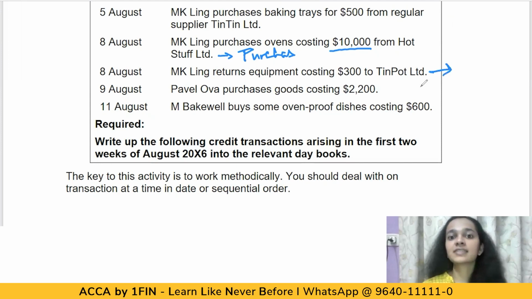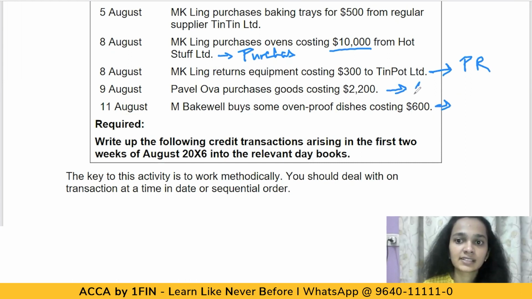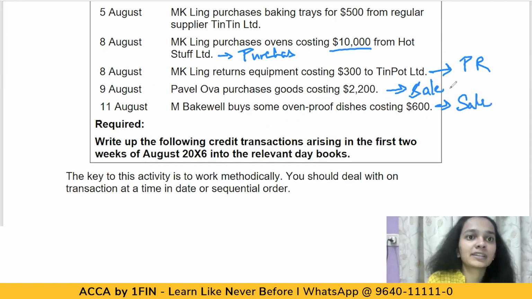What about this transaction? MK Ling returns equipment costing $300 to Tin Pot Limited. Where will this transaction go? Purchase return. Pavlova purchases goods costing 2,200. Where will this go? What about the last two transactions? This is a sale which is being made. This is also a sale which has been made. So let's now post all the transactions.